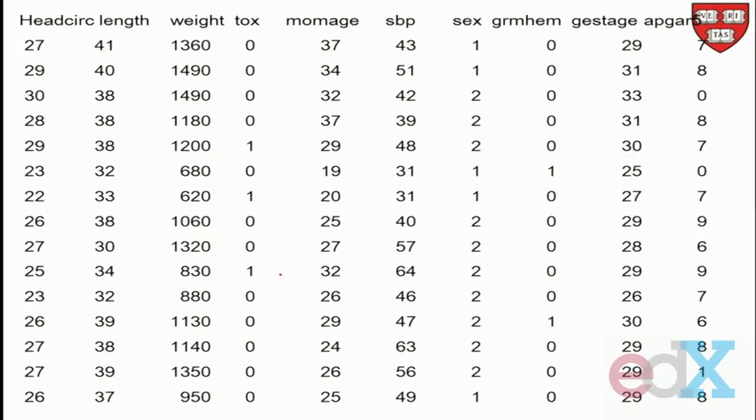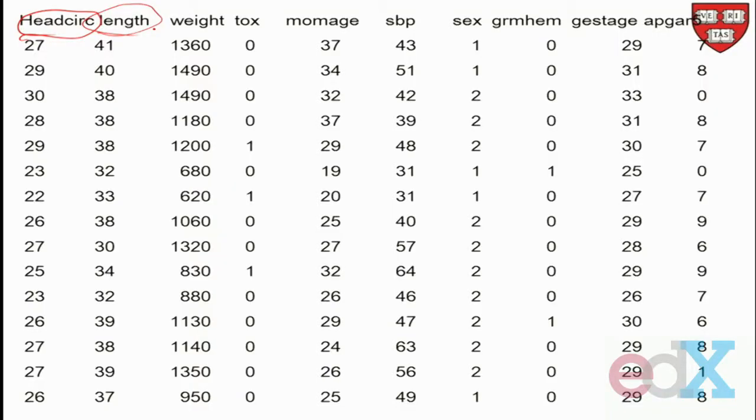So here's an example. Here's that data set I showed you, except this is the first 15 or so of those data sets. Here's the head circumference, and here's the length of the baby. Well, it's like height, but the baby's lying down. The baby can't stand up, so they call it the length. And then there's the weights in grams, and toxemia, whether the mother had toxemia or not, mother's age, and so on. Systolic blood pressure, the sex of the baby. Then we get to germinal matrix hemorrhaging, and then there's the gestational age, and there's the APGAR score. Okay, so there's our data set.